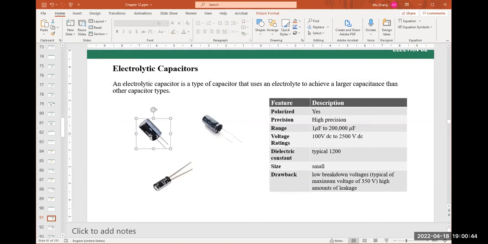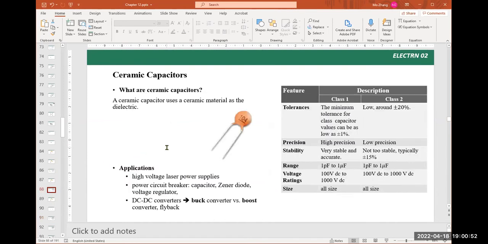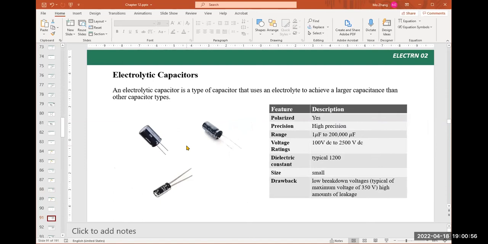So this is the most popular one in terms of building circuits. Ceramic and nickel capacitors are also used, but these are the most popular, most available.